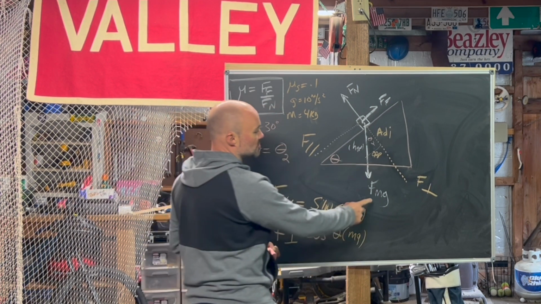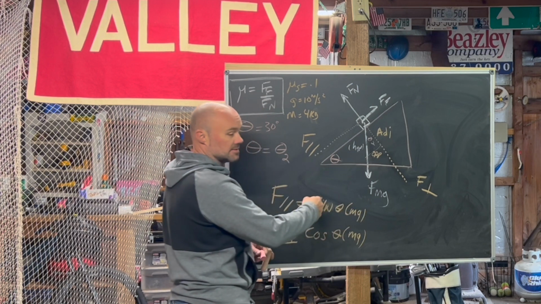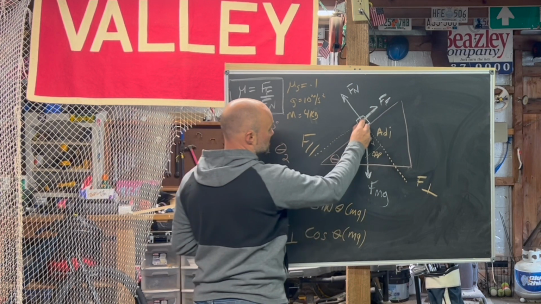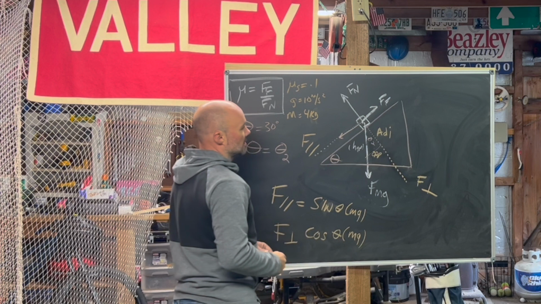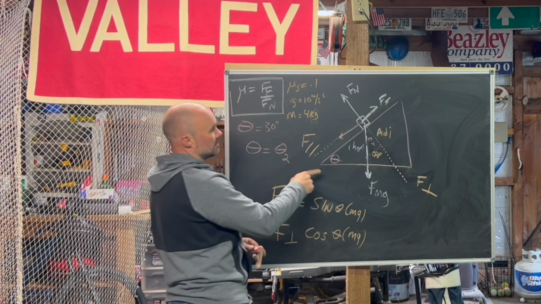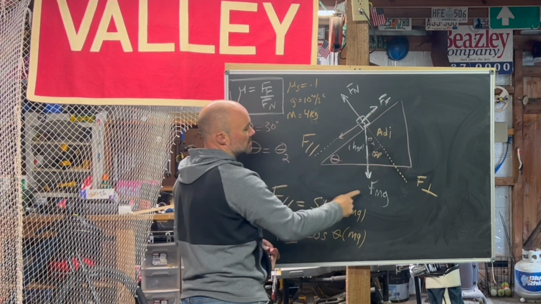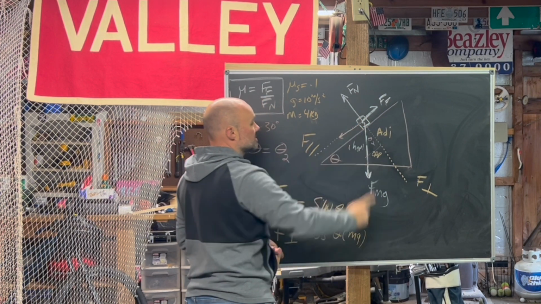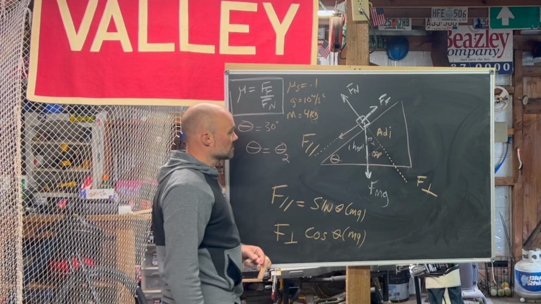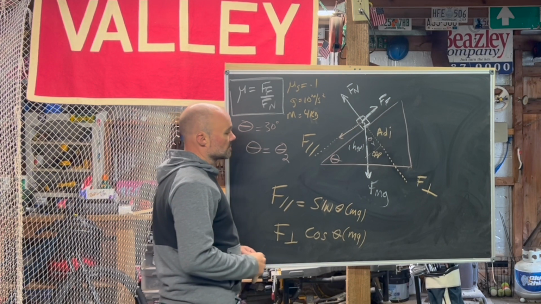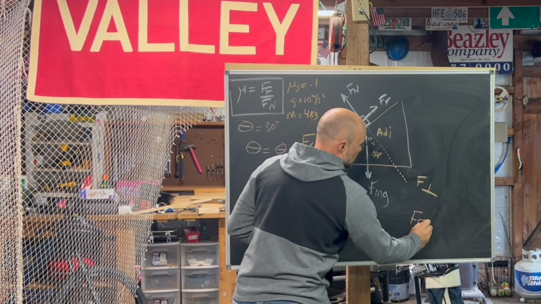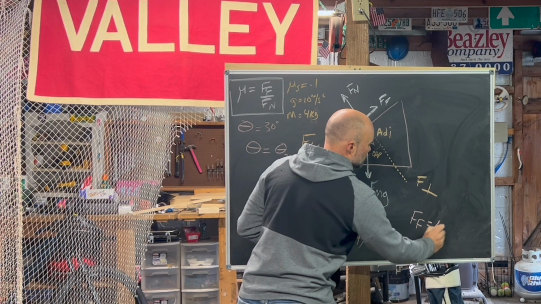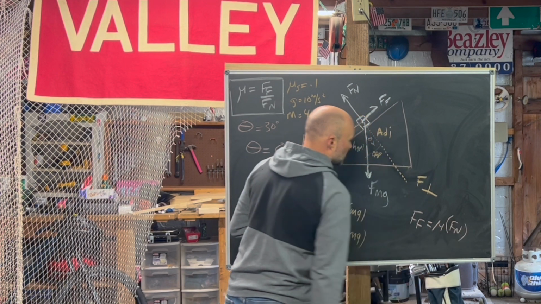Now that we've broken mg into its components, we now understand what the force will be down the plane. We can also calculate the frictional force that's opposing that, because we now have the force perpendicular, which will unlock the magnitude of the normal force for us. And again, to solve for the force of friction, we just need to say that the force of friction is equal to the coefficient of friction times the normal force.